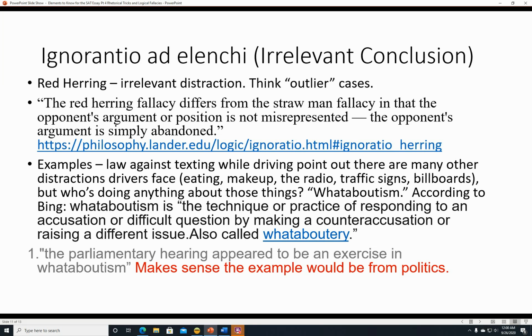Of course, it makes sense that the example would be from politics for the reason that I just explained to you. So again, it's an irrelevant conclusion: the fact that there are other bad things doesn't mean that the thing I've criticized is not bad. That's basically what we're talking about here.